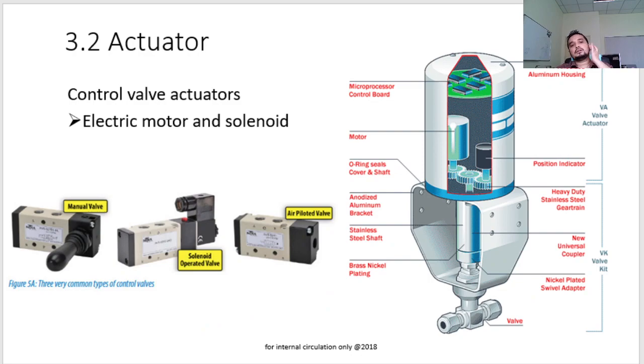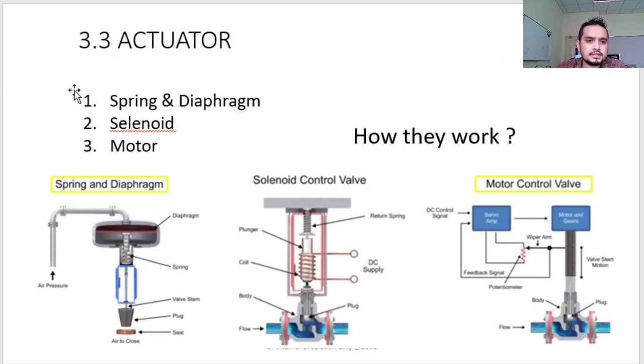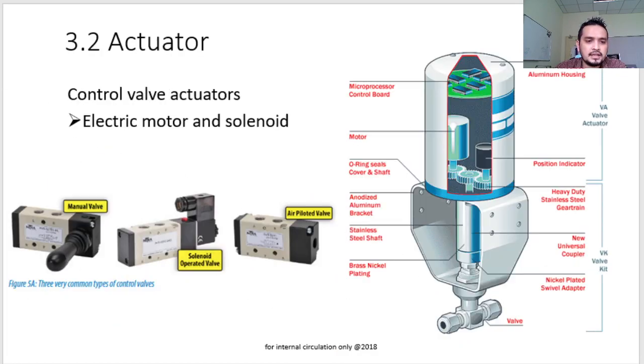And now we come to the next section, which is about the actuator, the one that I explained to you earlier. We have several types of actuator here, and this is the additional. For example, you can see here the electric motor and solenoid. These are the manual valve, so you can control it manually here, and then this is a solenoid operated.